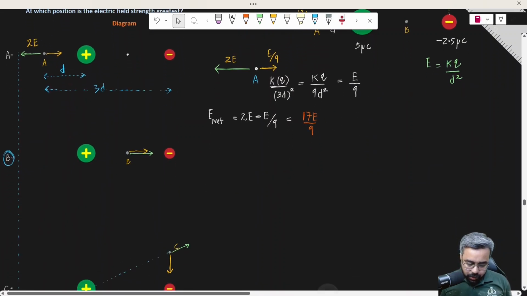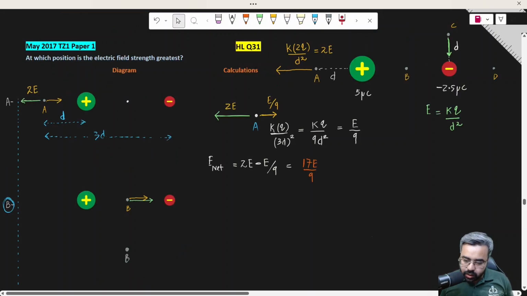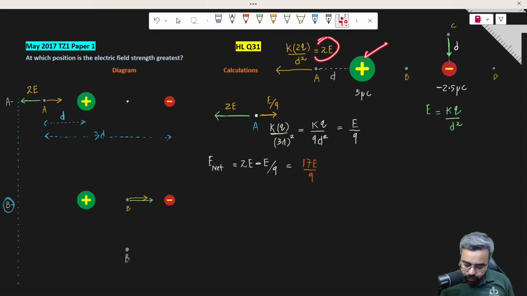Now let's talk about B. I told you that for option B, since the two fields are in the same direction, they must give us the maximum value. This distance is D, and this distance is also D, right? If you remember, we have already calculated that due to the positive charge, it is 2E. So I'm going to draw here, due to the positive charge, it is 2E.